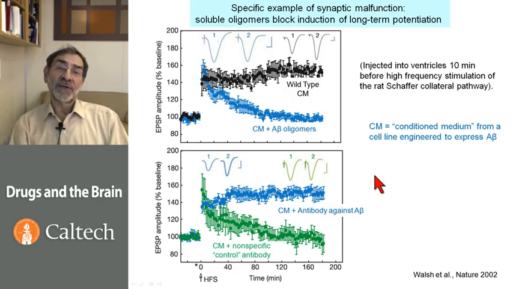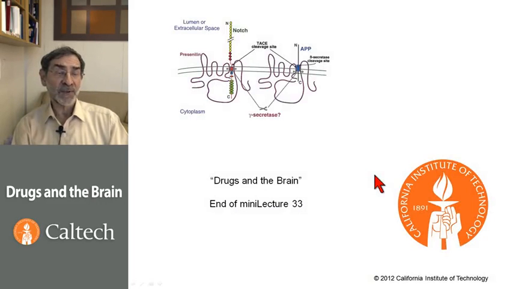So I've talked to you about the possible causes of Alzheimer's disease. We've talked about general cellular mechanisms for A beta toxicity. We've talked about specific synaptic mechanisms for A beta. And next time, we'll talk about models and possible therapies for Alzheimer's.